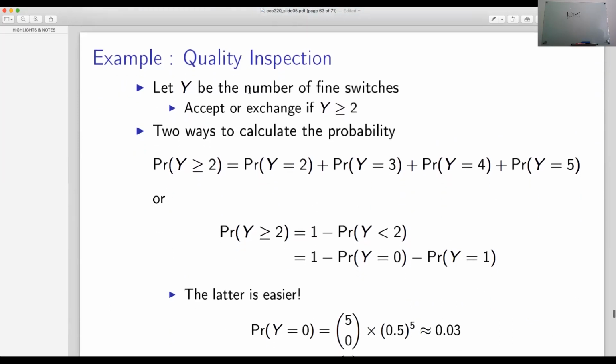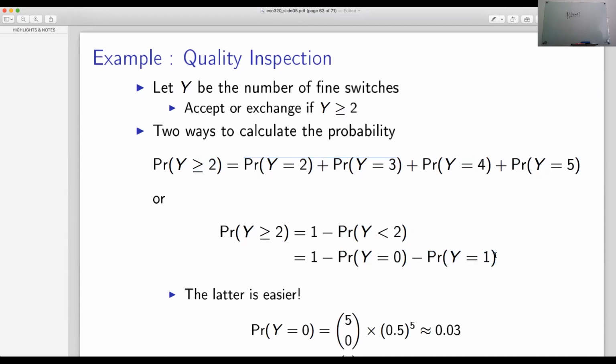So let Y be the number of affine switches, offset or exchange, if Y is greater than or equal to 2. There are 2 ways to calculate the probability. If Y is greater than or equal to 2, you can just add all the cases up to 5. Or, since we know the summation of probability is always 1, this is equal to 1 minus the probability of Y less than 2. That is the probability of Y equals 0 plus the probability of Y equals 1. So 1 minus this summation of probability.